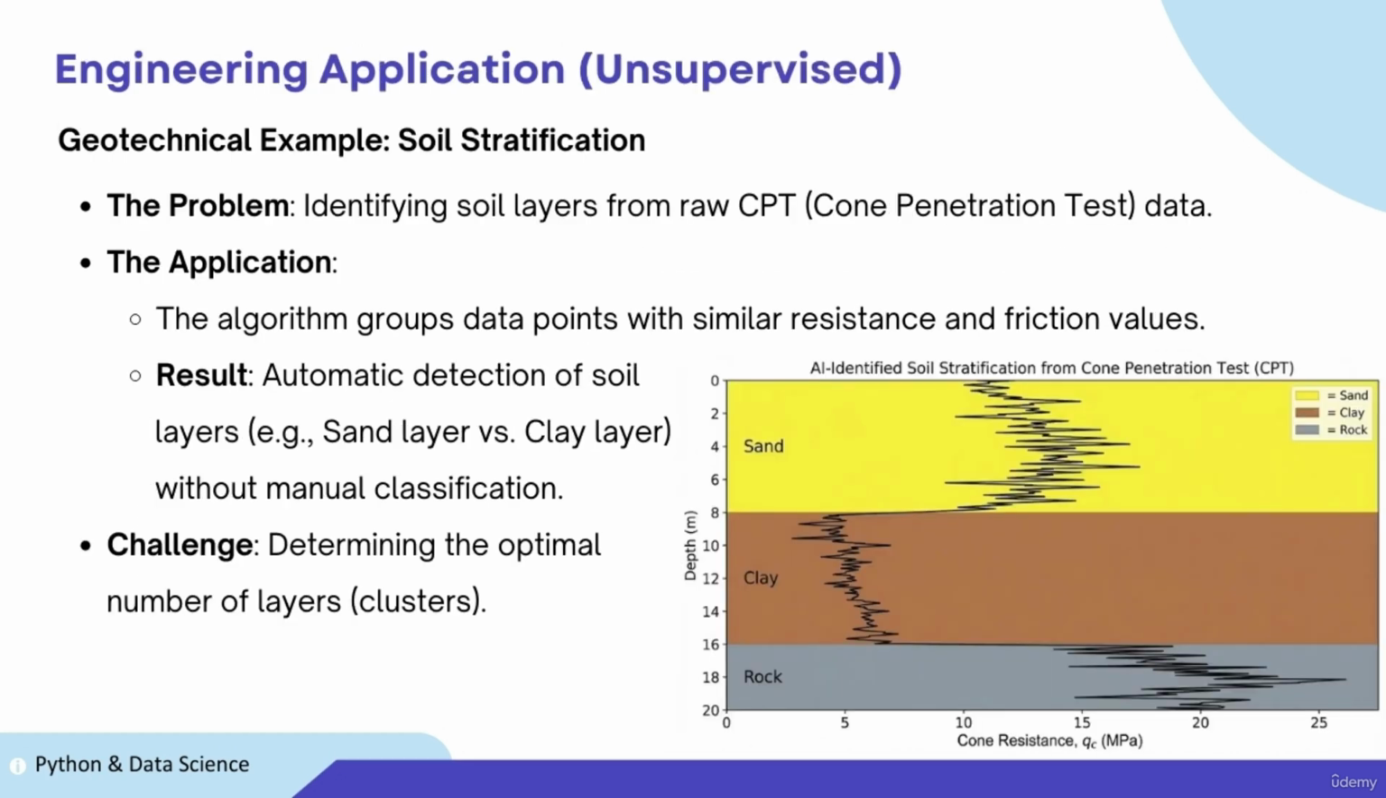In engineering, this is incredibly useful for soil stratification. Look at this graph. It shows data from a cone penetration test, or CPT. The black line is the resistance, Q subscript C, measured as we drill down. We don't manually tell the computer, at 4 meters this is sand. Instead, we let the unsupervised algorithm group the data points that behave similarly. As you can see, the AI has automatically colored the layers: yellow for the top layer, sand, brown for the middle, clay, and gray for the bottom, rock. It discovered the geology on its own.